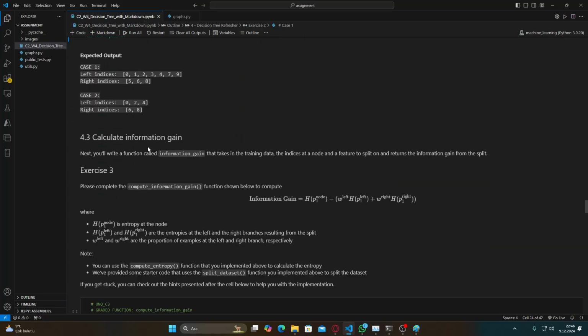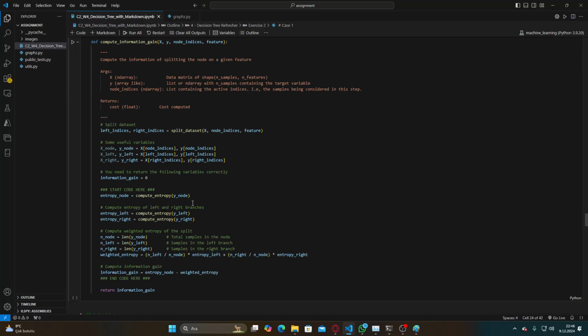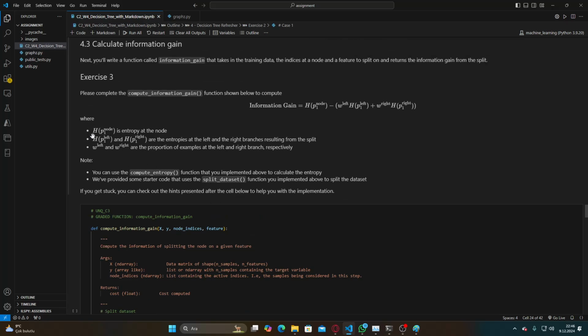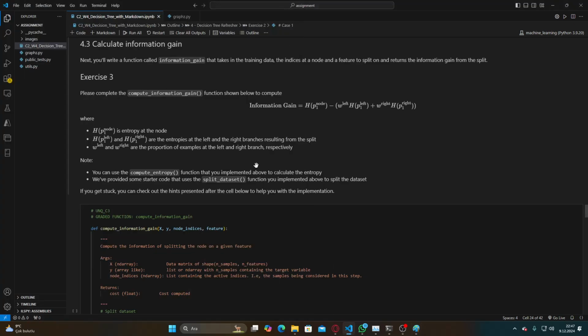Calculate information gain, and we are calculating it from this formula. Actually, I wrote it over here, where H(p_node) is the entropy at the node, and H(p_left) and H(p_right) are the entropies of the left and right branches. So H(p_left) is the entropy of here, and H(p_right) is the entropy of the red ones, weighted by the proportion of examples in the left and right branches, respectively.